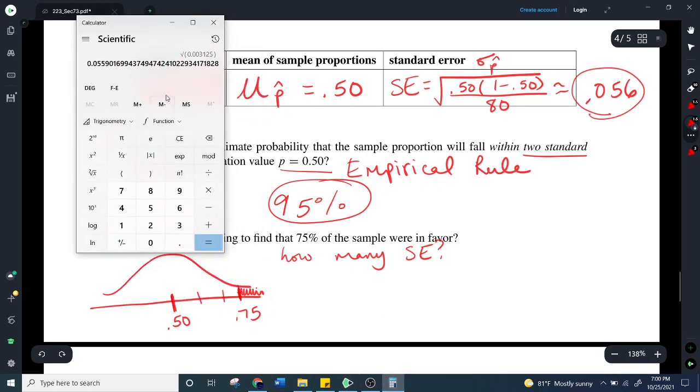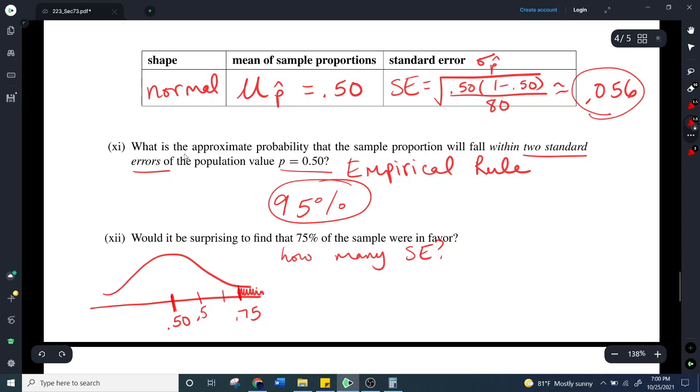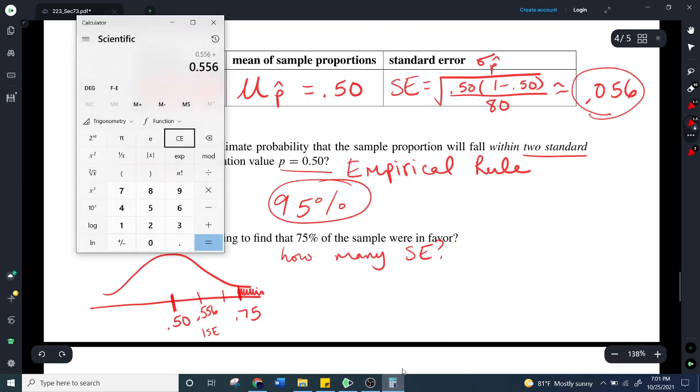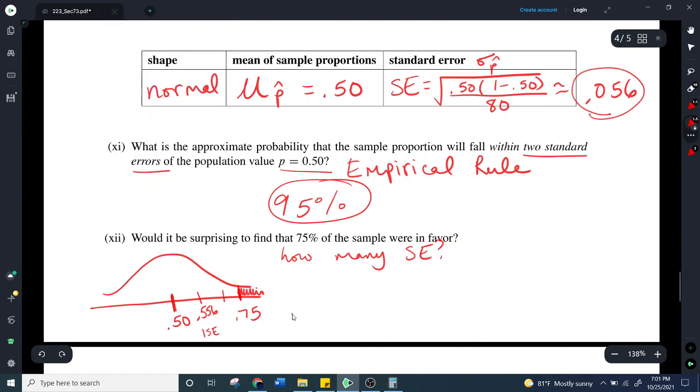So let's do that. The mean was 50%, so I'm going to add 50% plus 0.056, and I get 0.556. So 1 standard error above the mean would be here. Let's do one more, 2 standard errors above the mean. I'm going to add another standard error, and I get 0.612. So then here, 0.612 would be 2 standard errors above the mean.